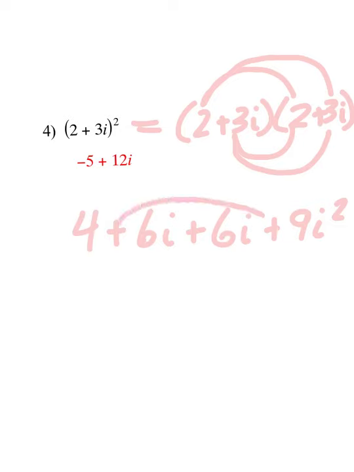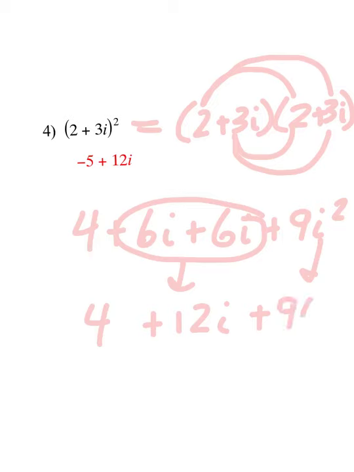Alright, the two 6i's are like terms. That gives me the 12i, which you can see as part of your answer. Alright, now remember, what was i squared again? That would be a negative 1, so it's 9 times negative 1, which of course is negative 9.